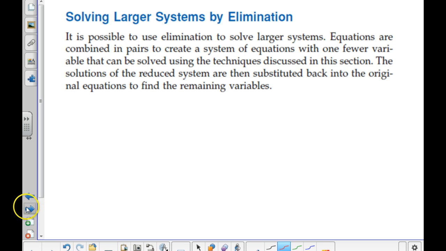All right, just a second. I'm gonna talk about the next section. I have a little bit of notes up here, just follow along. It says it's possible to use elimination to solve larger systems. This kind we're gonna do are called 3x3 systems. That means you need 3 equations, and they deal with 3 different unknowns or variables. Okay?